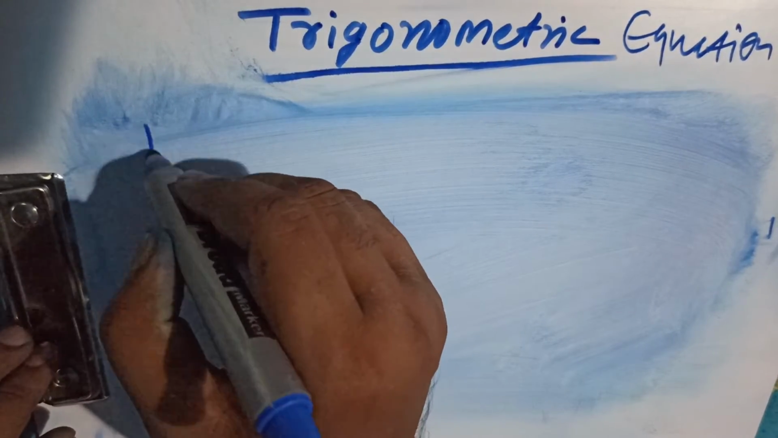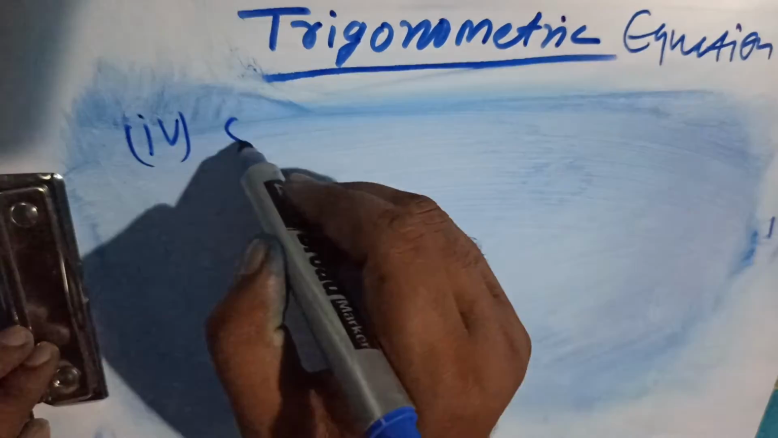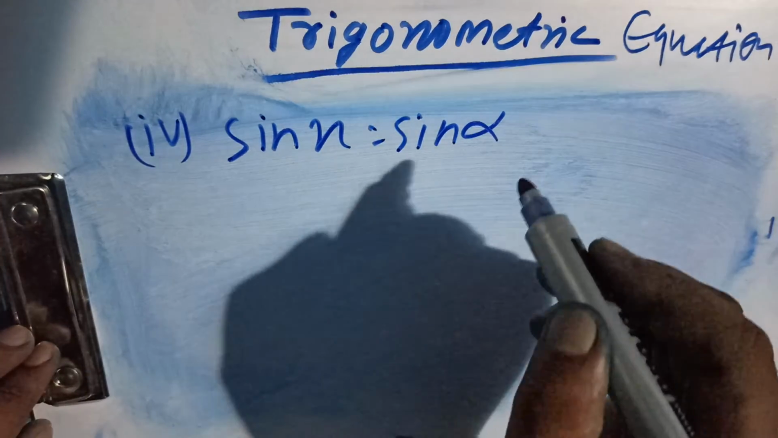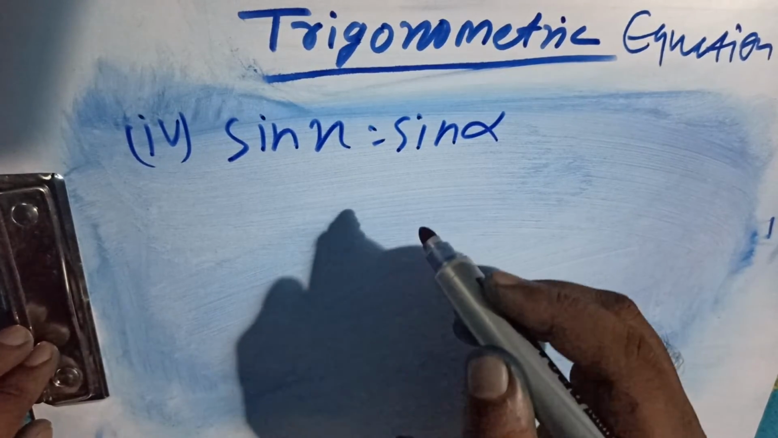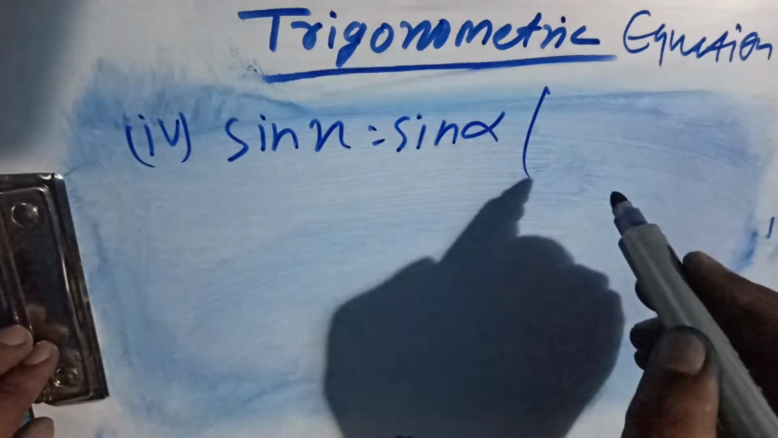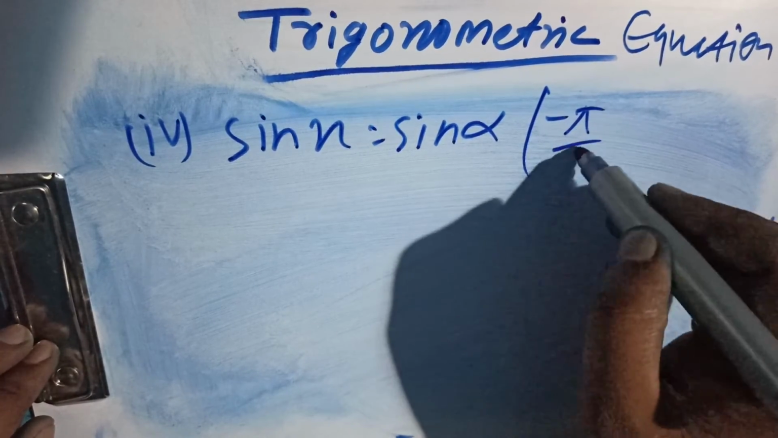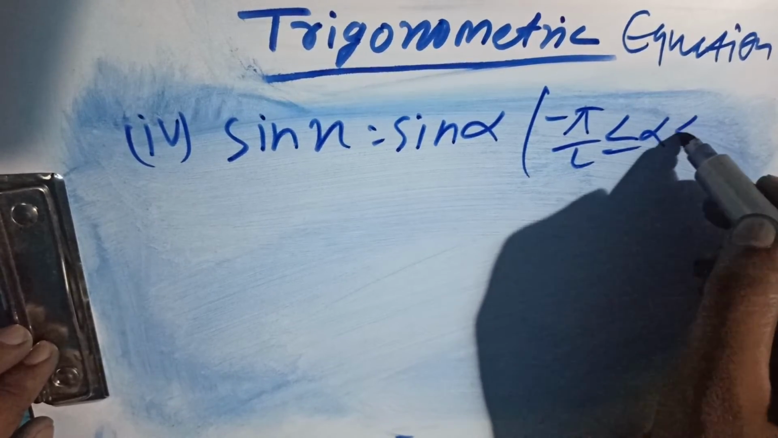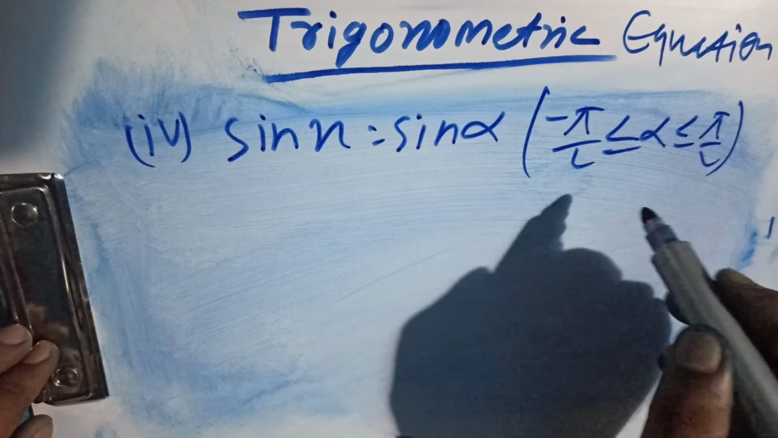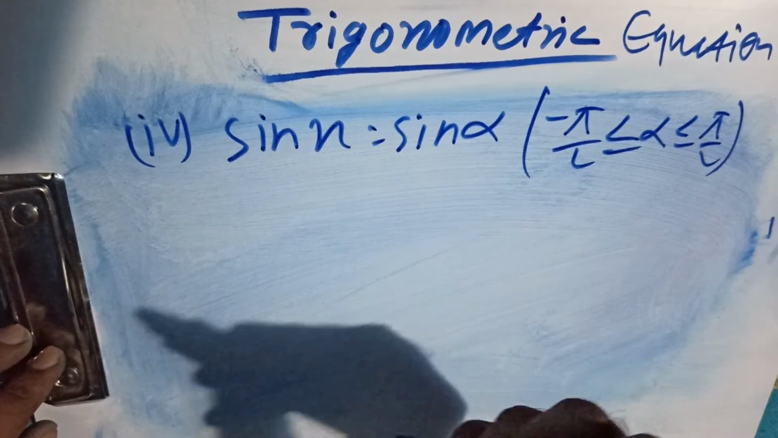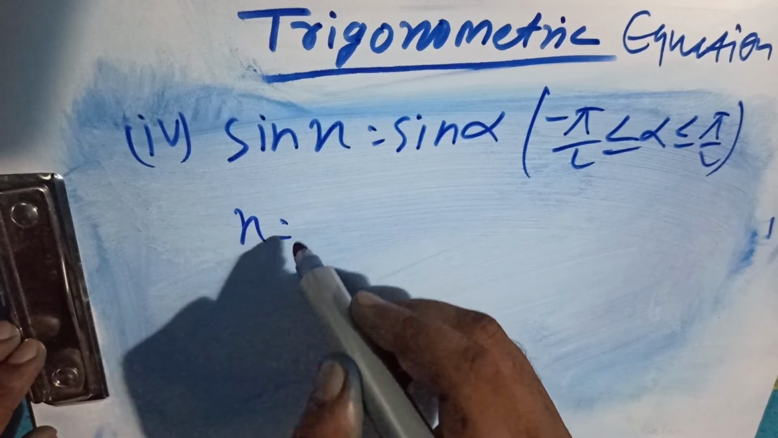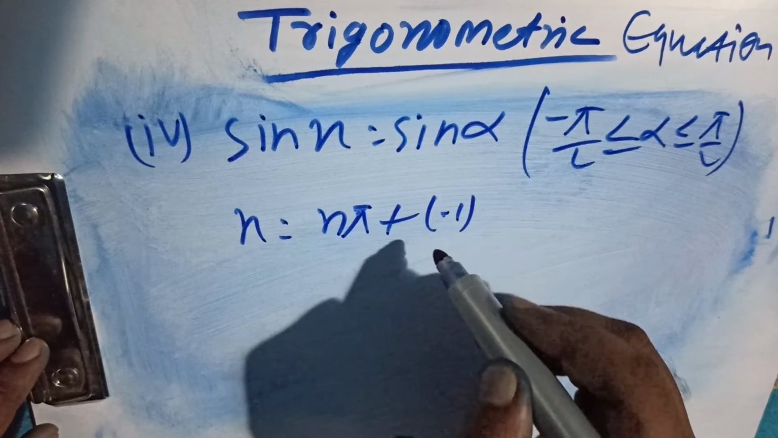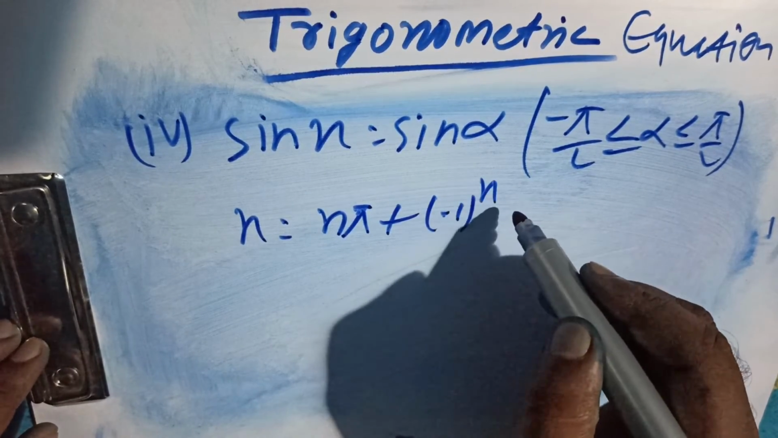Another, fourth formula: sin x equal to sin alpha. Alpha should be between minus pi by 2 and pi by 2, that is, minus pi by 2 less than or equal to alpha less than or equal to pi by 2. Then the solution is x equal to n pi plus (minus 1) to the power n alpha.